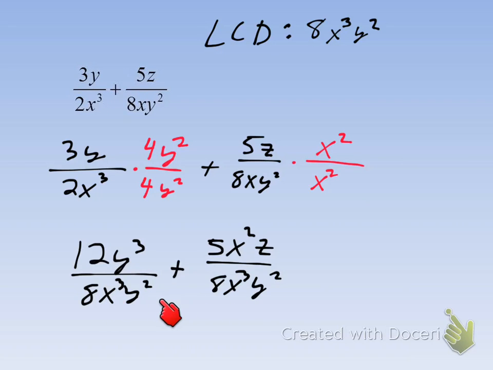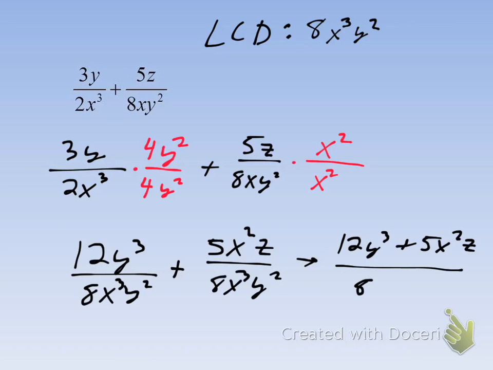And now that they have common denominators, you can write this as one fraction. So 12y cubed plus 5x squared z, all over 8x cubed y squared.